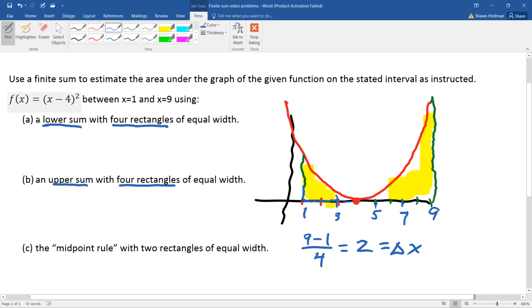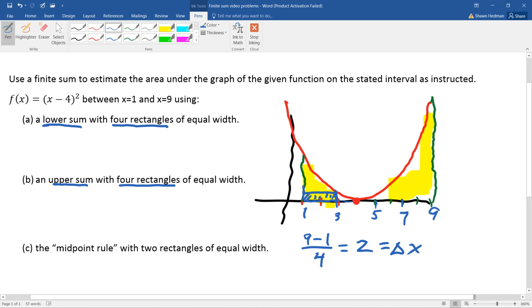The lower sum means we're going to use the lowest possible, the shortest height for each interval. We're going to look at the lowest value of the function on each individual interval. So for the first interval, from 1 to 3, we can see that the lowest value happens at x = 3. So this rectangle is going to look something like this, and the height of the rectangle is going to be f(3). We're going to evaluate the function at 3 to get the height.